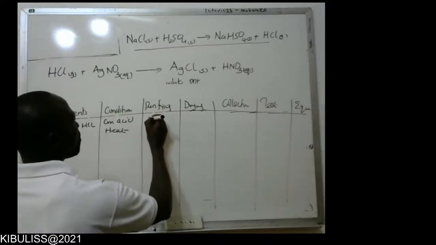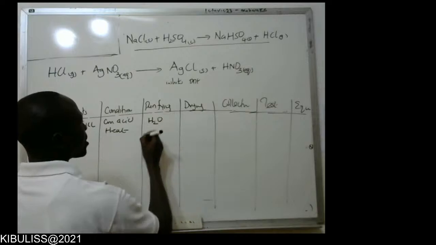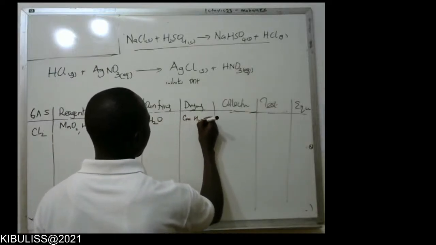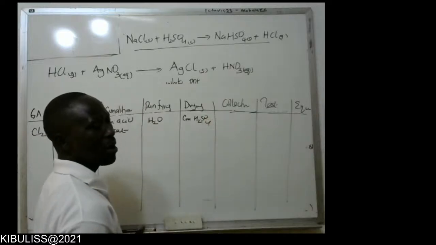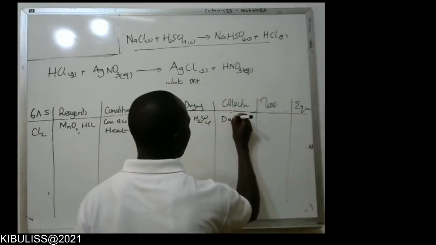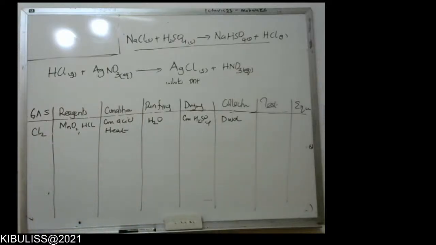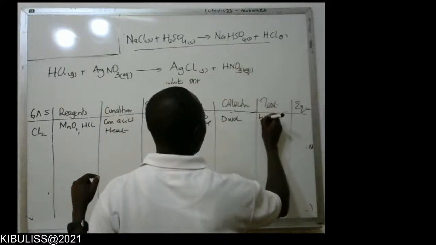So we needed water to remove acid what? Fumes. Drying was concentrated sulfuric acid. The reasons we know. The method of collection was downward delivery. How do we test for chlorine? What are the chemical tests for chlorine? Its reaction with litmus. It can also be its reaction with ammonia. It also gives dense white what? Fumes. So we can use litmus, it's bleached.